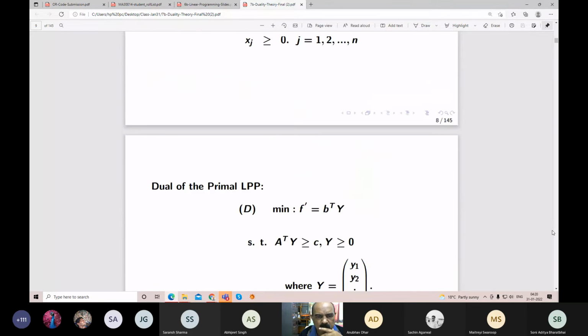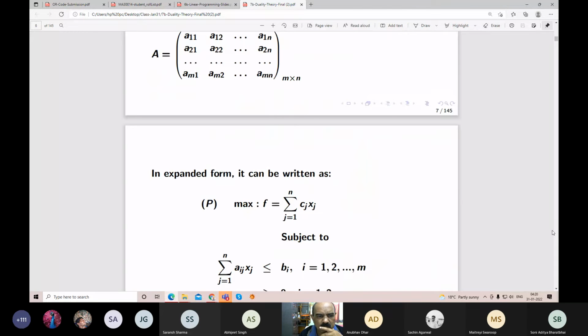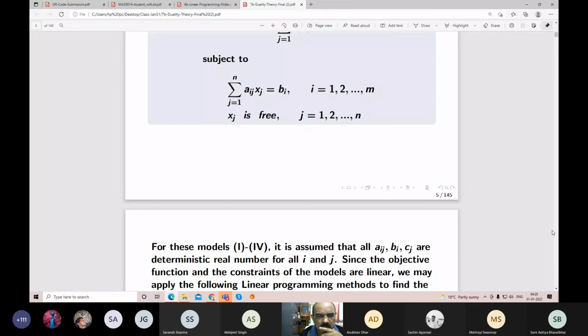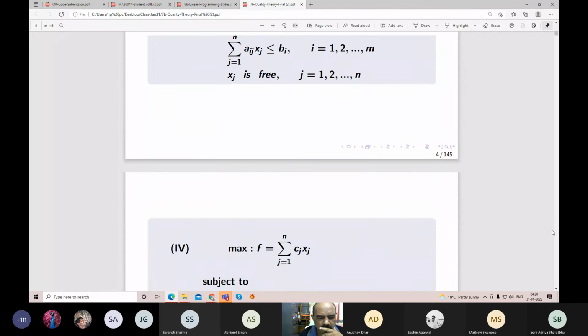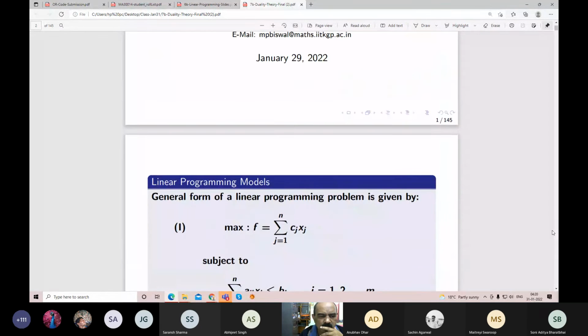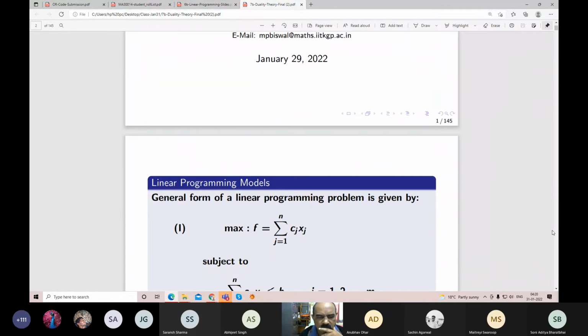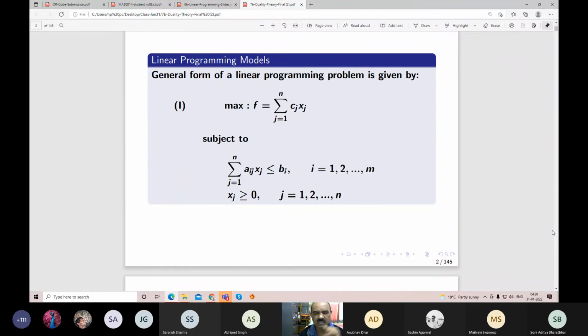It will take one complete class. So I have considered this today's slide. This is the first problem. See here, we have talked about this problem. Okay, so the first problem is like this.